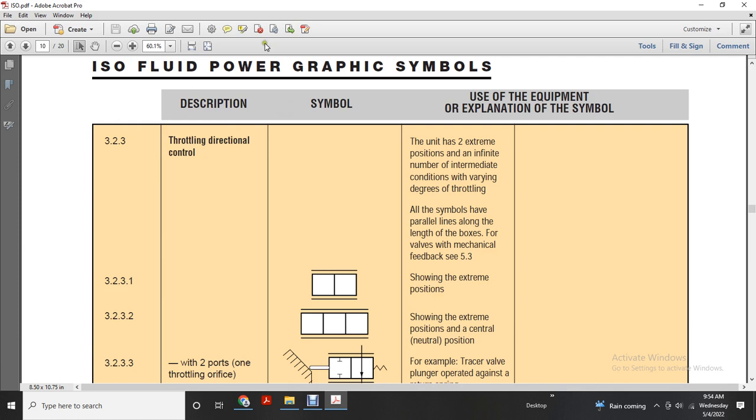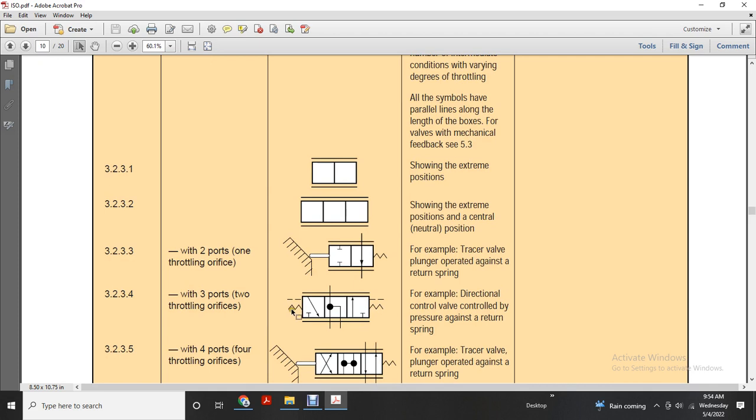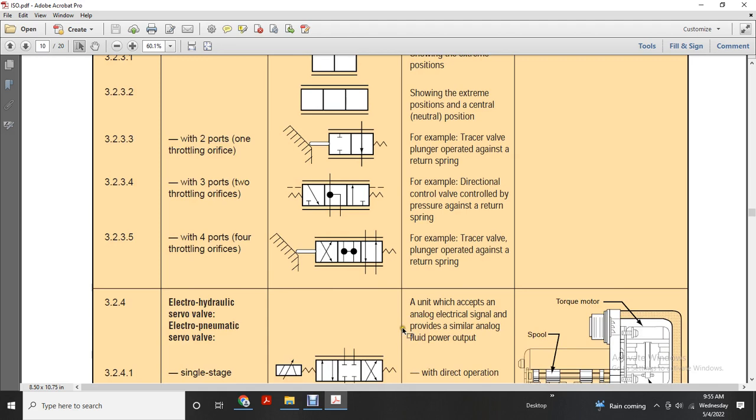Central neutral position. 2 ports, throttle orifice, for example, tracer valve plunger operated, again with a return spring. 3 ports, throttling operation orifice, for example, direct control pressure against return spring. 4 ports, 4 throttling orifices, for example, tracer valve plunger operated against return spring.